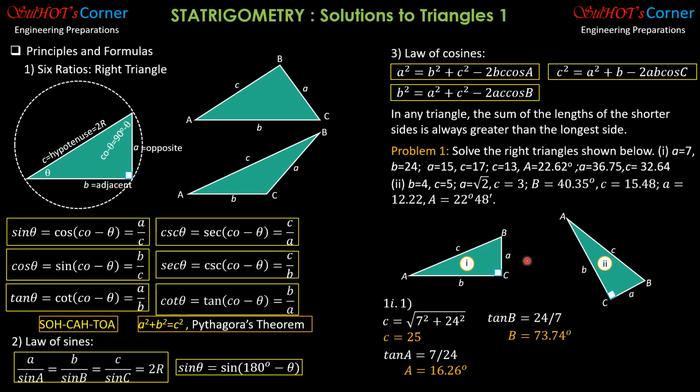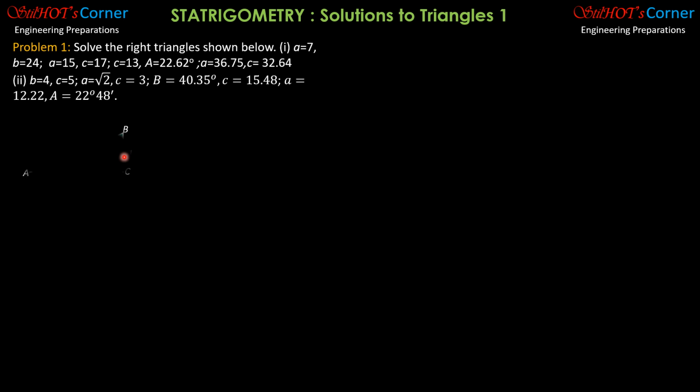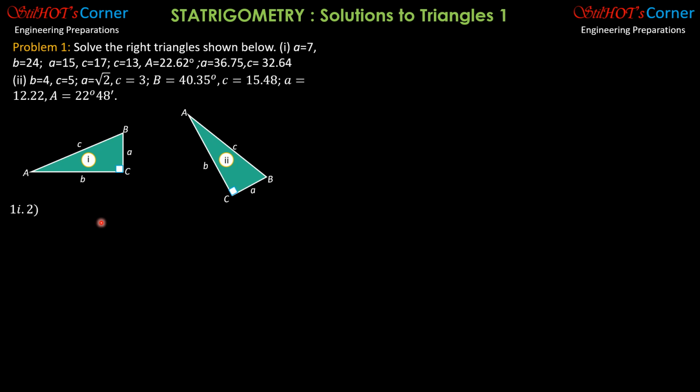Then for the second situation, we have A is 15, C is 17. So B is square root of 17 square minus 15 square. That's for the other way. So again, for part 1I.2, this time given A and C. To solve for B by Pythagoras theorem, it is square root of 17 square minus 15 square. So B is 8.